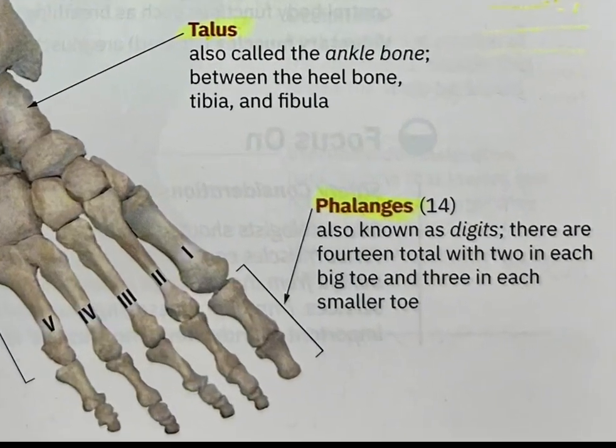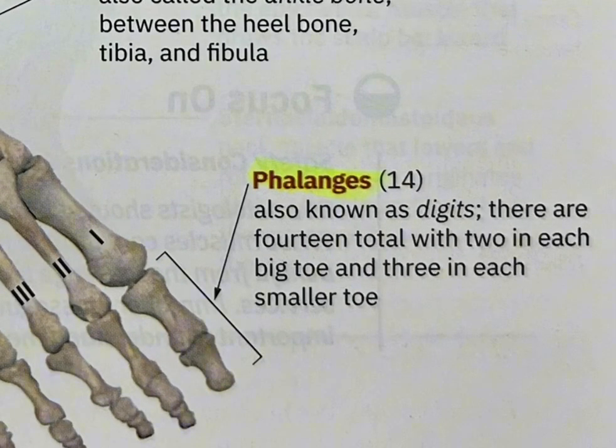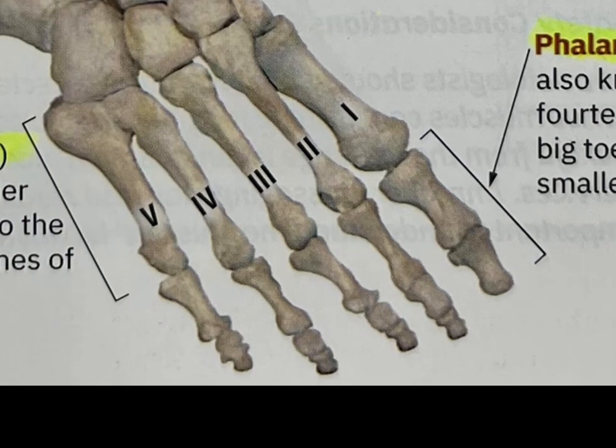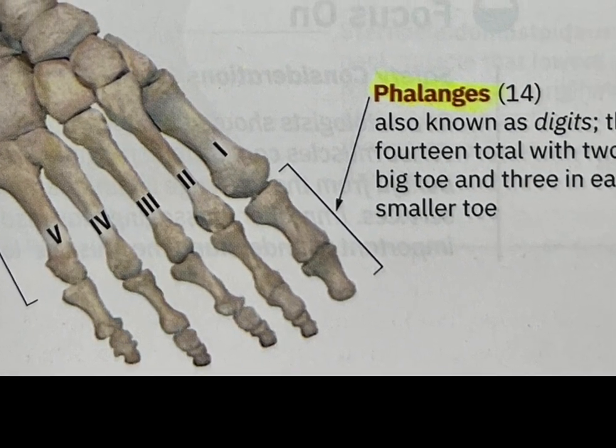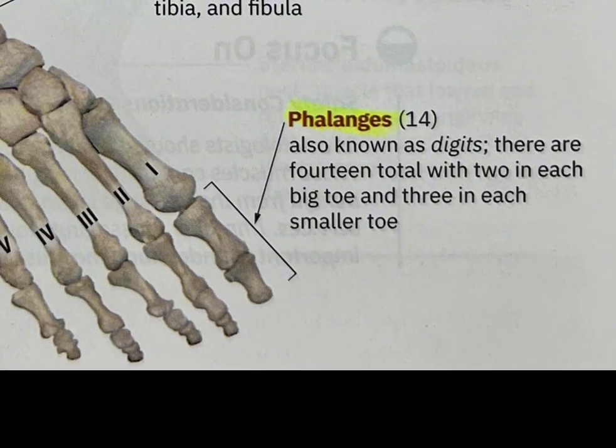Phalanges, also known as digits, bones of the fingers or toes. There are 28 in the fingers, 3 in each finger and 2 in each thumb. There are 14 in the toes, 2 in each big toe and 3 in each smaller toe.